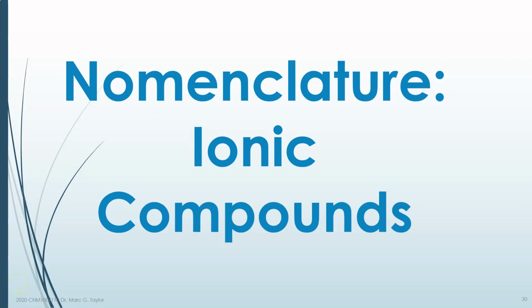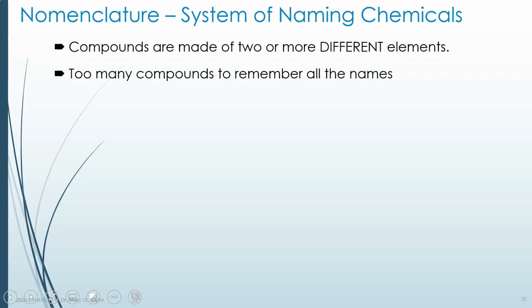Delaware Tech, Chemistry 100, Chemistry 110, Unit 4 continued, Nomenclature of Ionic Compounds. Let's talk about the nomenclature in general.